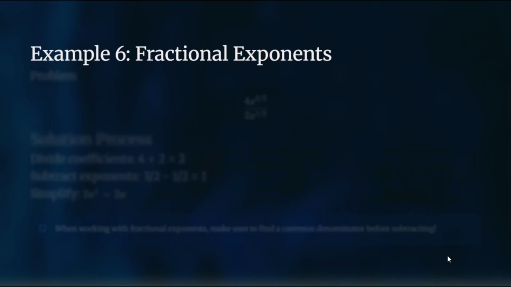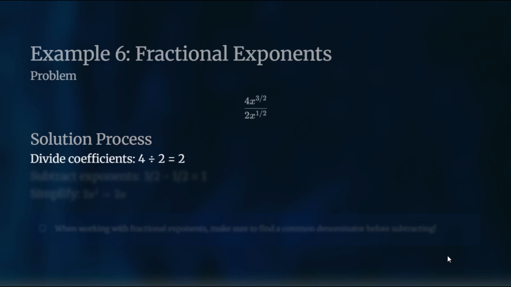So let's see now an example with fractional exponents. Here's a problem: 4x to the power 3/2 over 2x to the power 1/2. So here's a solution process. First, we need to divide the coefficients. So 4 divided by 2 is 2.